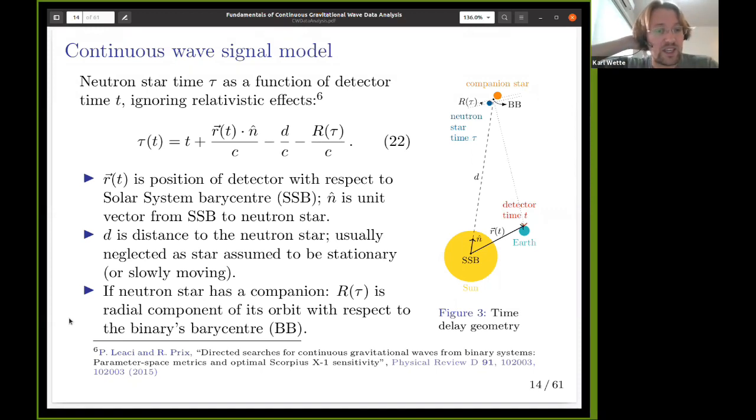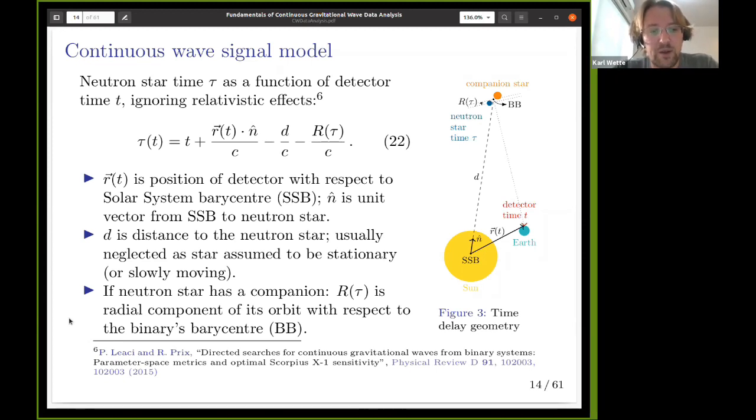The second term there is d, the distance to the neutron star. This is usually neglected because we usually assume that the star is stationary or is slowly moving with respect to us. And that's usually a good approximation, provided it's moving less than, say, 1,000 kilometers per hour, I think. But unless you have a neutron star which has been kicked out of a binary and it's moving quite quickly, you can generally afford to ignore that term and just treat it as a constant, in which case it doesn't actually contribute anything.